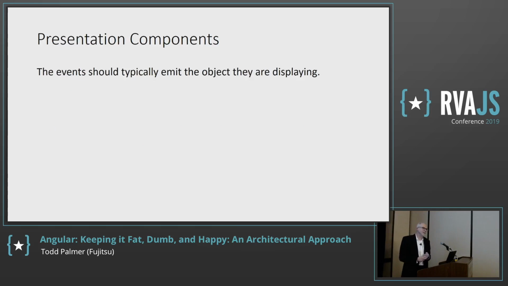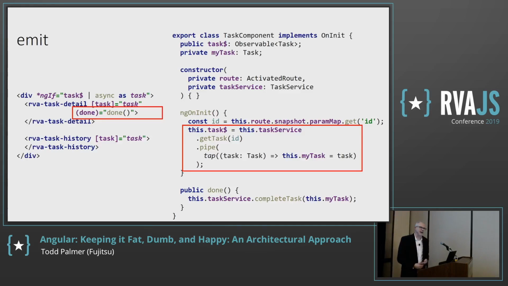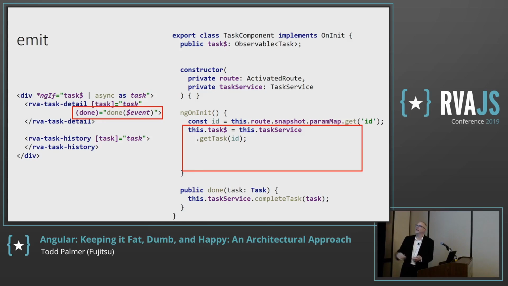All right, and then as we saw before, these presentation components, it's really good if when they do emit an event, they emit the object they're displaying. So previously we had this example with the done, right? So it looked like this, and over here we had to do the tap because we want to get access to this myTask when it gets loaded. Well, we really don't even need to do this if that task detail component, when it has the done event, just sends us the object, the task that it's displaying. Because then that just gets passed into our done function, complete the task, and Bob's your uncle.